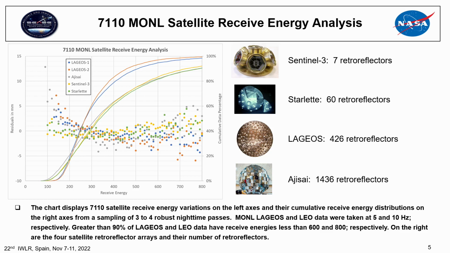On the right are the 4 satellite retroreflector arrays and the number of retroreflectors. On Sentinel, you really only have 2 rows of retroreflectors, 7 in total. Starlette has 60 retroreflectors. LAGEOS has 426, and Ajisai has 1,436 retroreflectors.